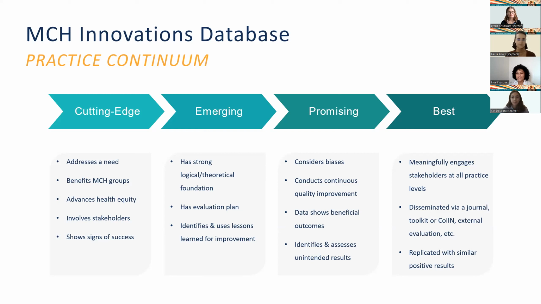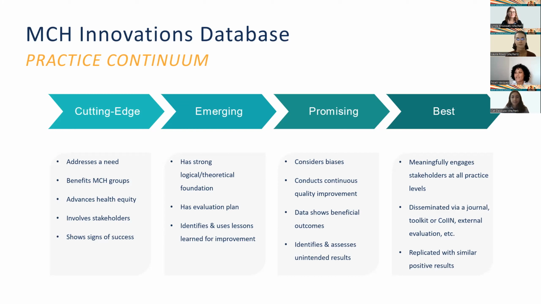So for cutting edge, it's the most basic level of our continuum. It's the first designation that practices can receive once they come to Innovation Hub. So the cutting edge will address a need. It'll benefit MCH groups. It'll advance health equity. It involves stakeholders and it shows signs of success. This is really like early work. We have a lot of new practices that tend to fall into this category.